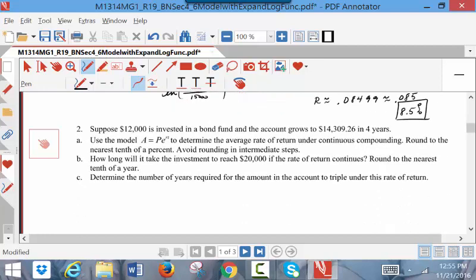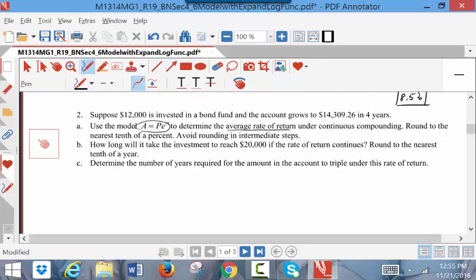Okay, so here's another one. Suppose $12,000 is invested in a bond fund and the account grows to $14,309.26 in 4 years. They give us the model, which means you're going to do continuous compounding again, to determine the average rate of return, which is find r. So this is very similar to the last example we just did. A equaling P e to the rt was given to us. It started at 12,000. It grew to 14,309.26. e to the r, I need to find r, and time is 4 years.